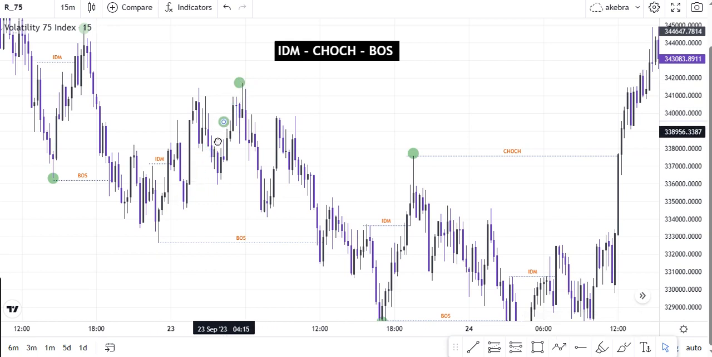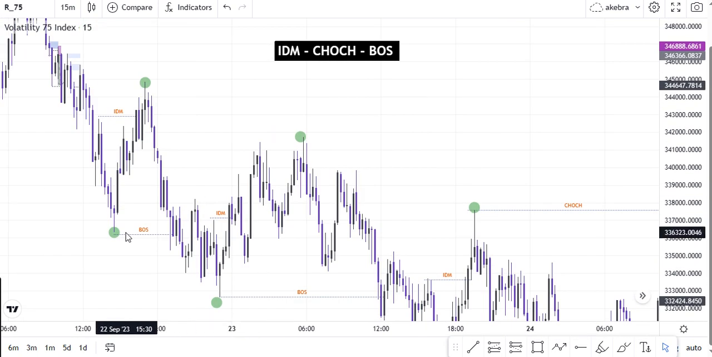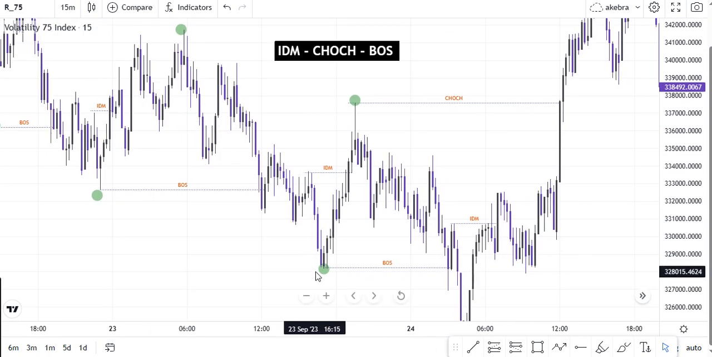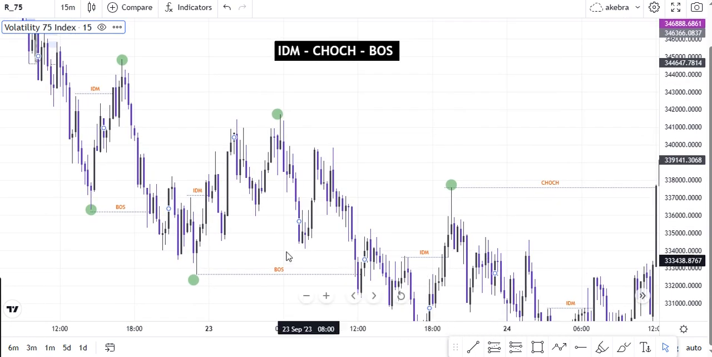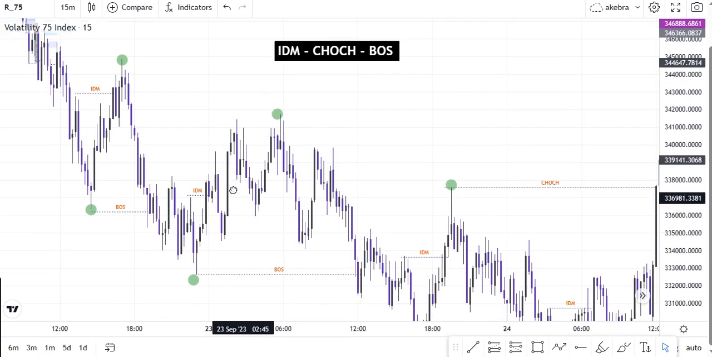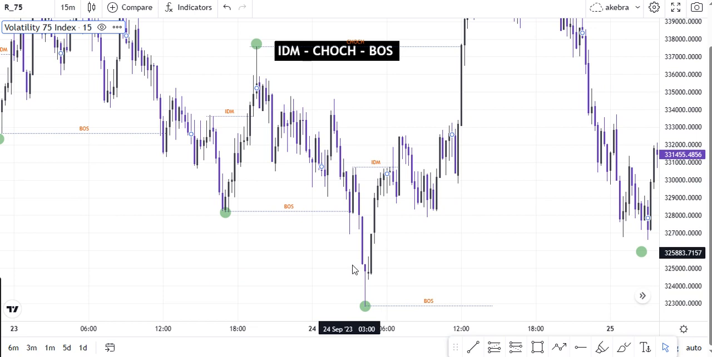Major highs and major lows. This is the high, this is the low, this is the high. Lower low, lower high, lower low, lower high. Okay, so the mapping of structure is quite different from what you know. Okay, and then lower lows.